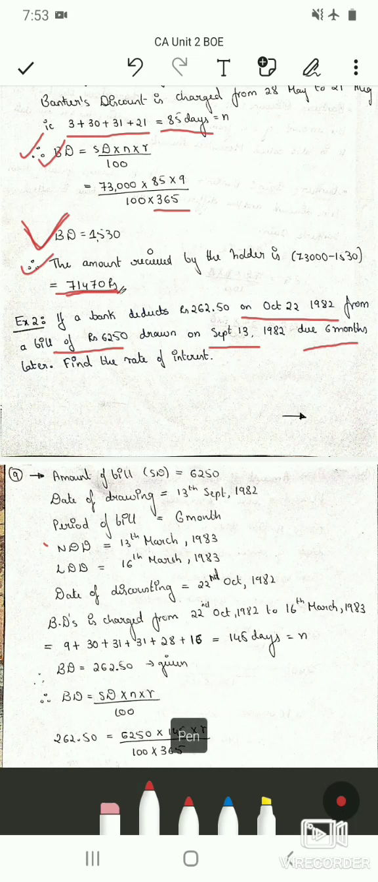In this question they have given that the bank deducts rupees 262.50. So this is nothing but your banker's discount. Whatever money the bank deducts will be the interest on the amount of the bill. It deducts the interest and then pays the amount to the seller. So indirectly they have given the banker's discount. They have not directly mentioned it, but they have given that the bank deducts 262.50, which is understood to be the banker's discount.